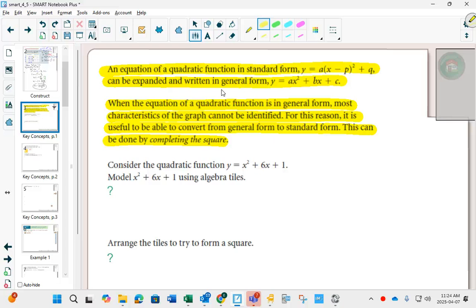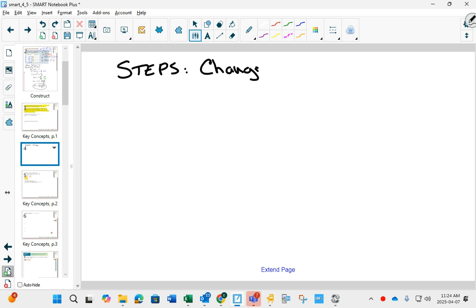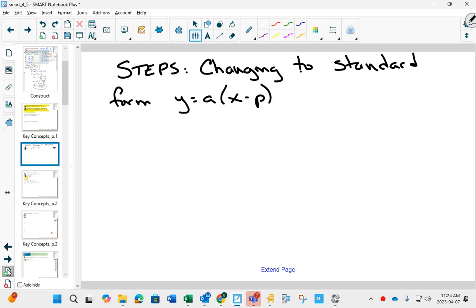And this can be done with a completing the square method, very similar to what we did with equation solving, but it is different. So I actually use different names, and at the bottom of the page, so this will be our steps. Changing to standard form, y equals, I'll write it out, (x minus p) squared plus q, because knowing what standard form looks like actually tells you the hints for the steps you should do.